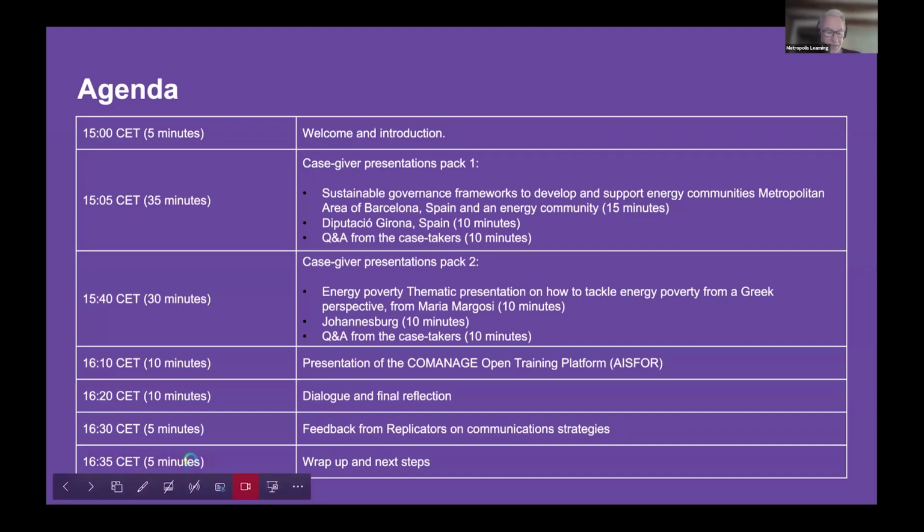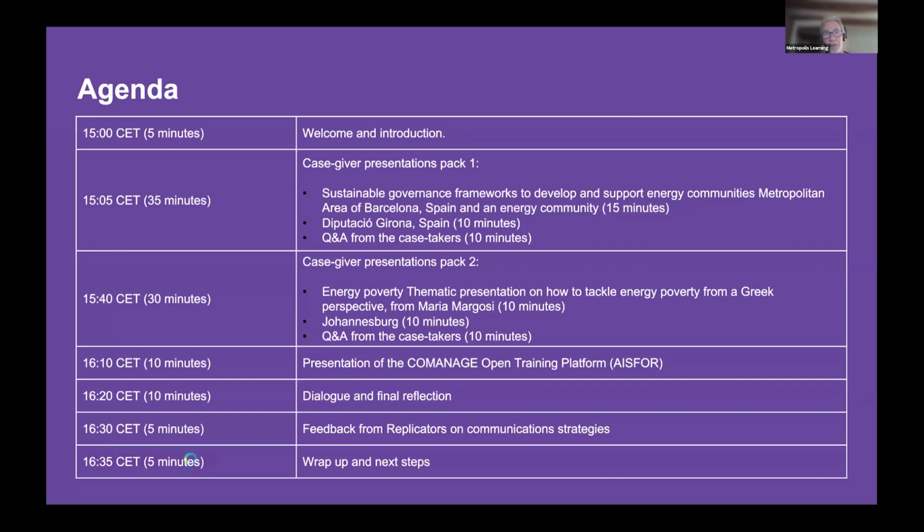Well, we are the same participants as in the previous session, but we have new people joining us. I remind you that the main objective of these sessions is to build this community of practitioners, a community of knowledge, and a community of case givers and case takers around best practices on energy communities.